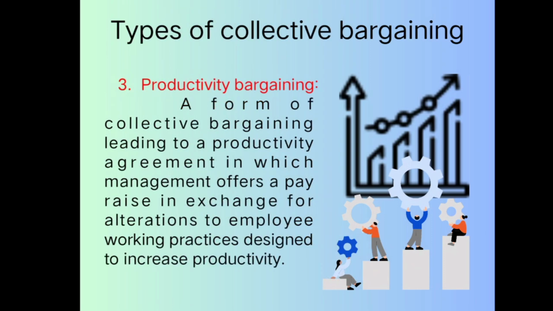Next is productivity bargaining. It is a form of collective bargaining leading to a productivity agreement in which management offers a pay raise in exchange for alteration to employees' working practices designed to increase productivity. For example, as administration, I will say, okay, this year I am going to give you a 10% bonus. You have to work for the accomplishment of the goal. That is, if the productivity of the organization improves, we will give you this much amount of increment, like that.